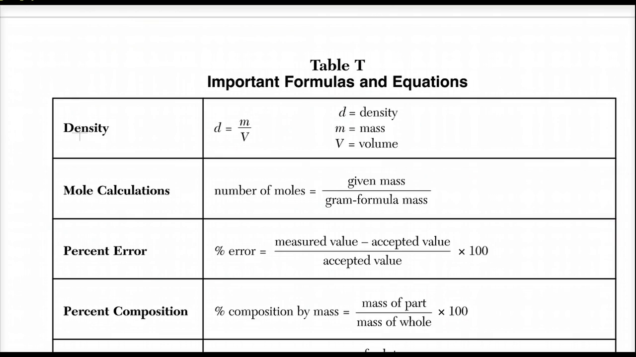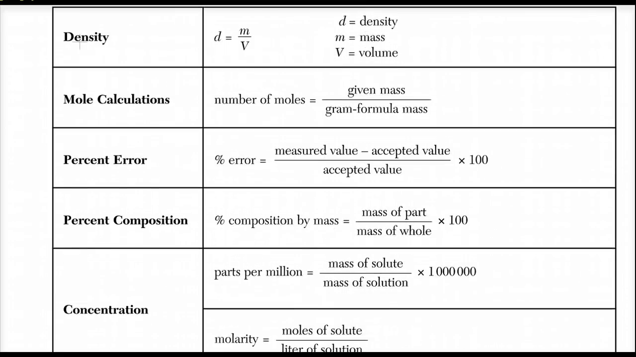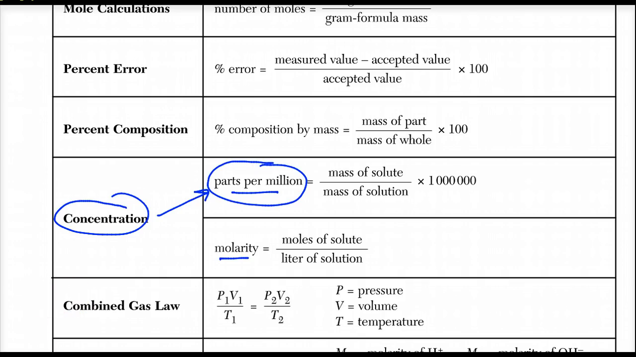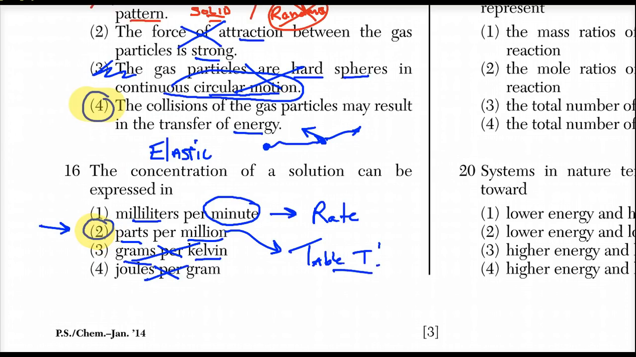It's amazing to me how many people do not look at Table T to see all the information they give you. They give you the concentration formulas: the molarity formula and the parts per million. So of course that's concentration right there off Table T if you had no clue. So 16 is 2. Number 17.